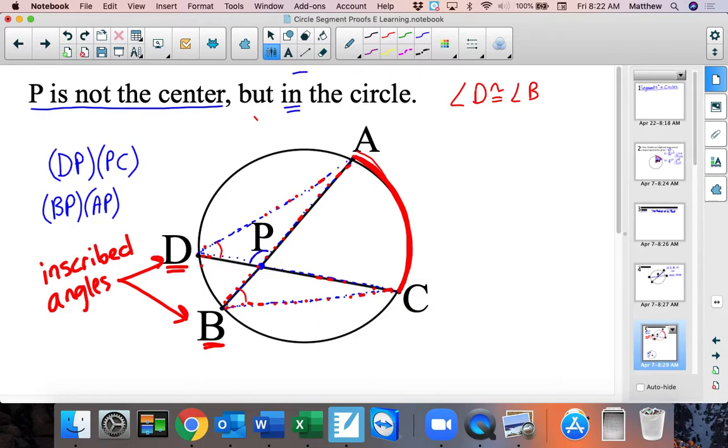I've got a vertical angle here at P. I can't just say angle P, because there's a bunch of angles at P, so I'm going to label it: angle DPA is congruent to angle DPC.